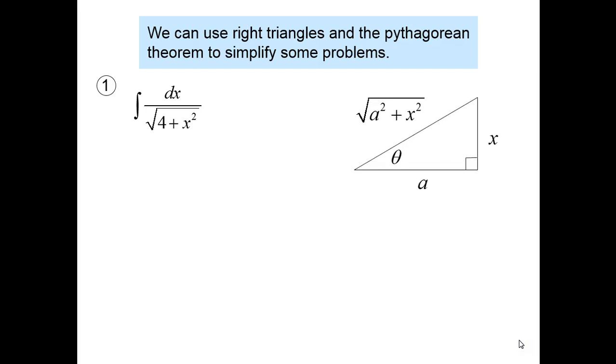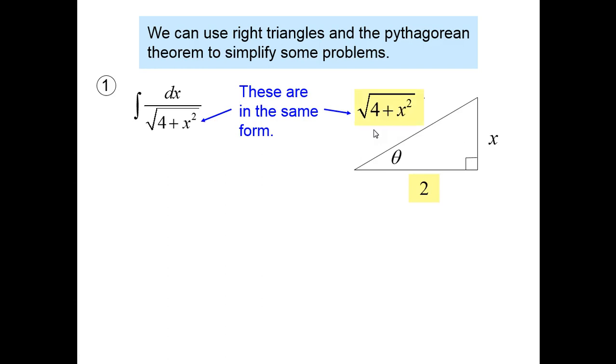So what I want you to observe is that this is in the same form as this triangle I have drawn. So the hypotenuse, if we think about a as 2, that square root of 4 plus x squared is the same expression I have in the integrand. So take a look. Theta is the angle, 2 is the adjacent side, x is the opposite, and then by Pythagorean theorem, this becomes the hypotenuse.